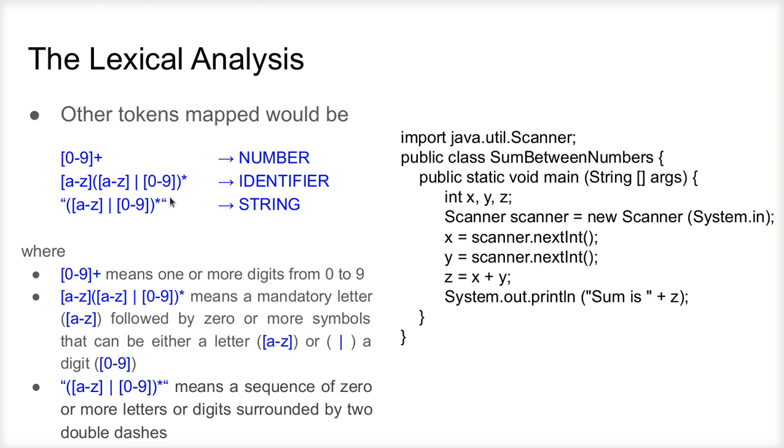Token identifier has a mandatory letter that goes from A to Z, followed by 0 or more elements that can be either a letter or a digit. And then we have token string, which is formed by a double quote at the beginning and a double quote at the end, and between these double quotes we would have 0 or more letters or digits.